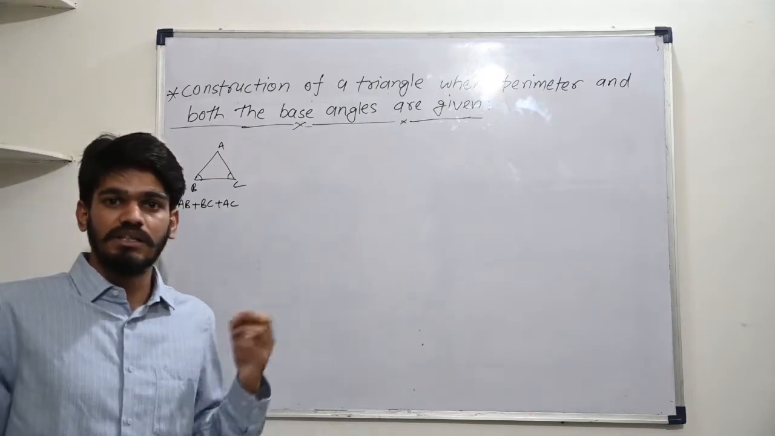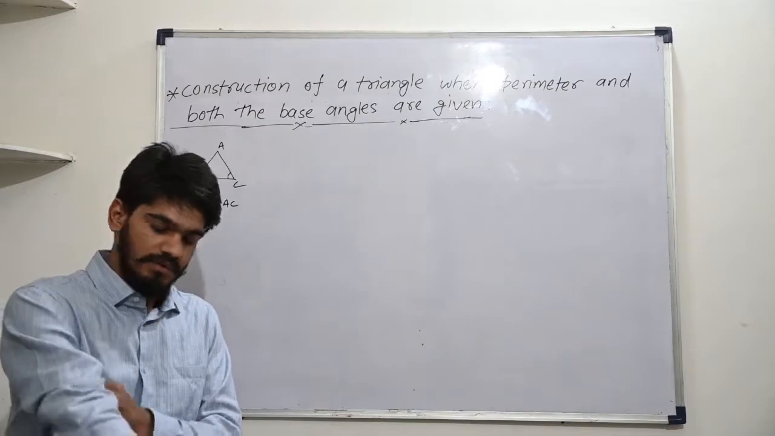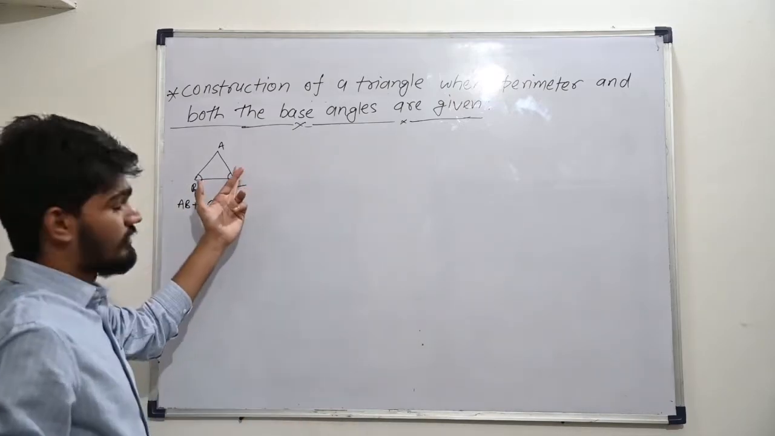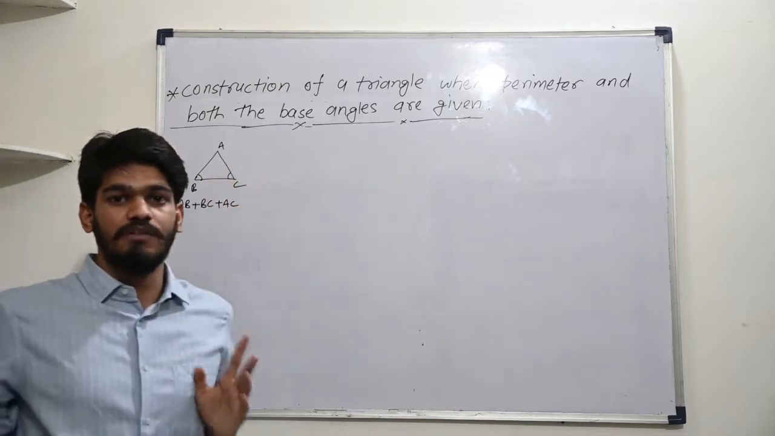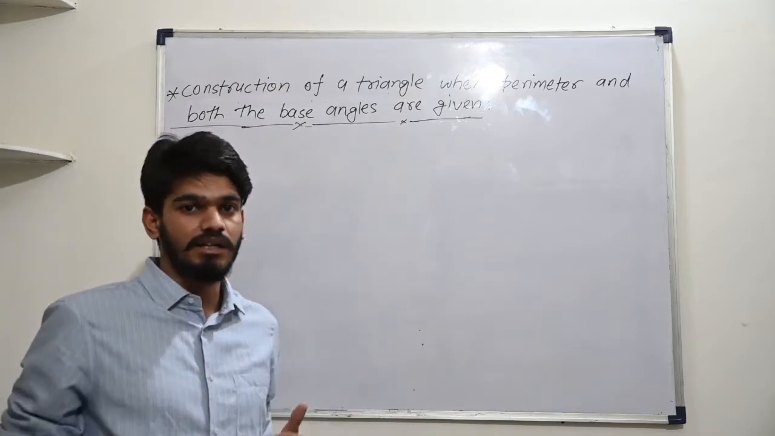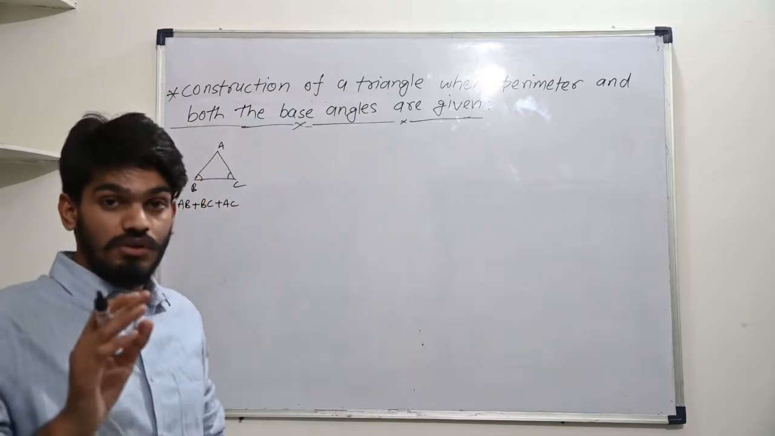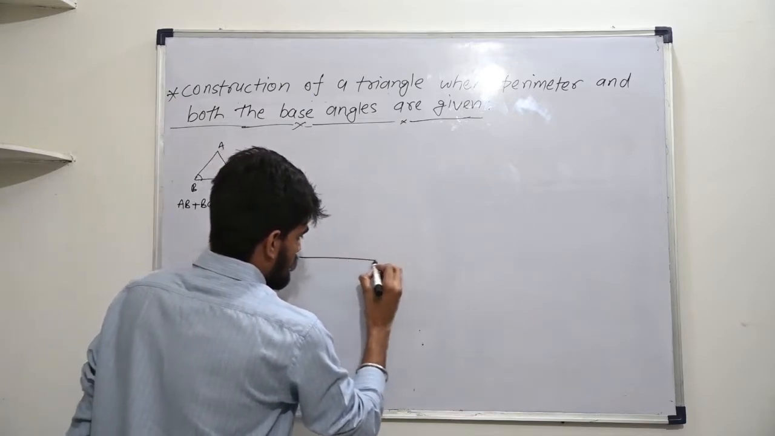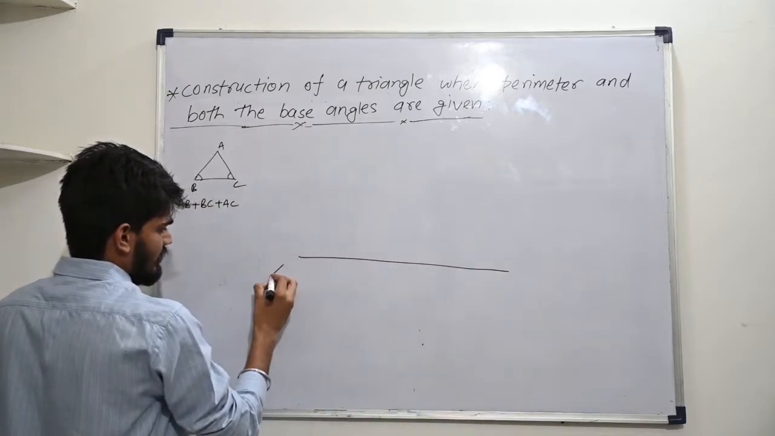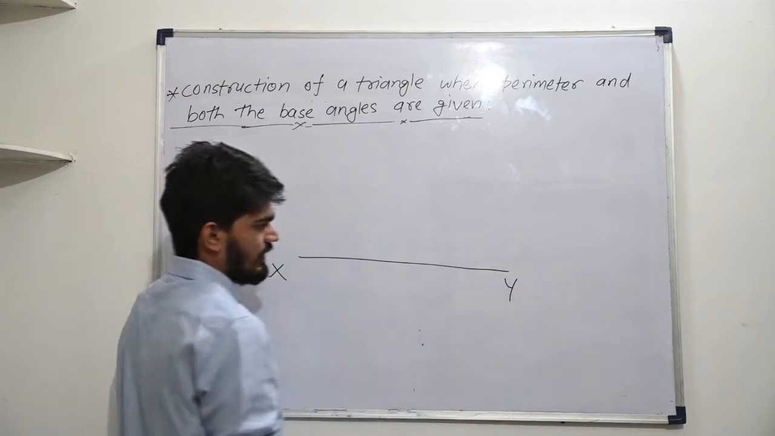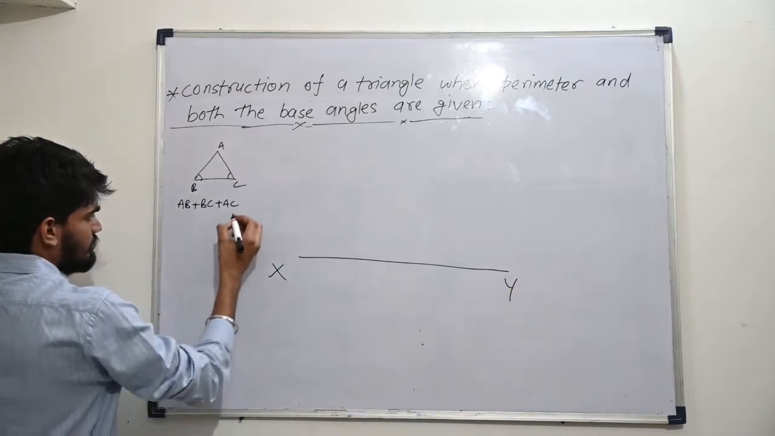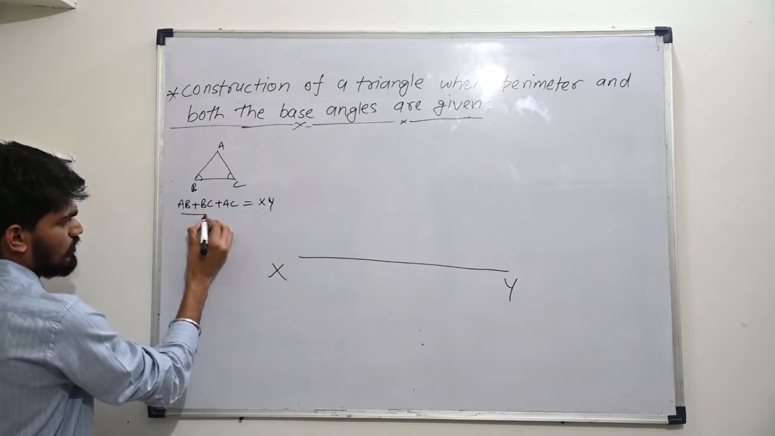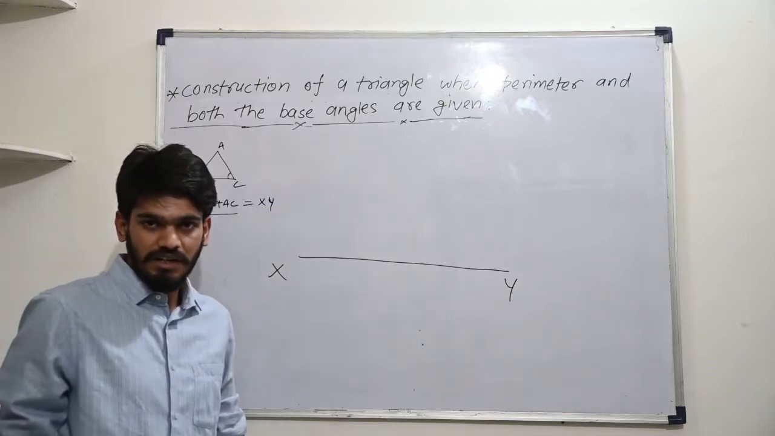Now we have to construct this triangle. How to do that? We'll start from the beginning. Step 1. We have done it. Rough diagram. That should always be step 1 when you are going to construct any triangle or any quadrilateral. Then we are going to draw a baseline XY such that XY is equal to the perimeter of the given triangle.